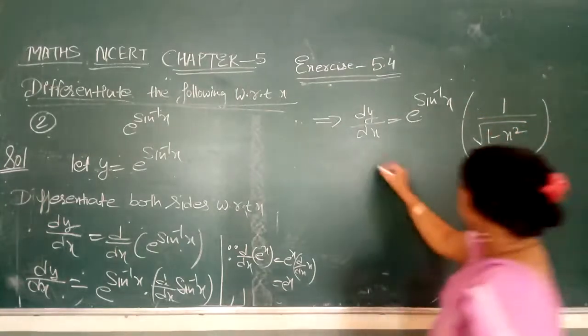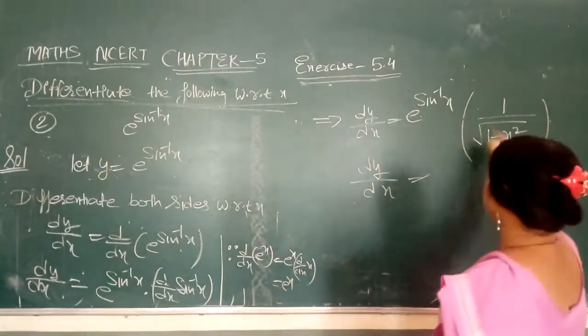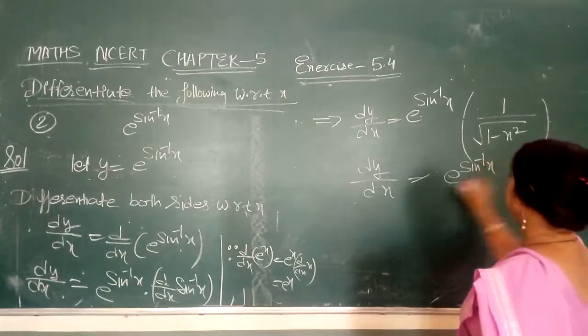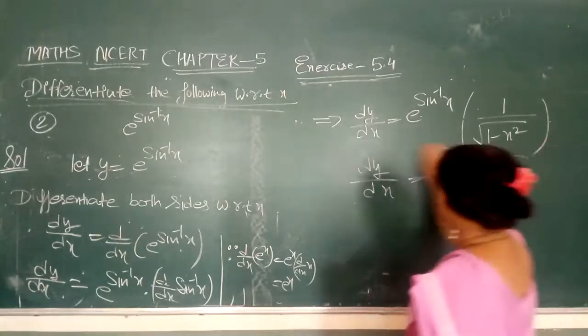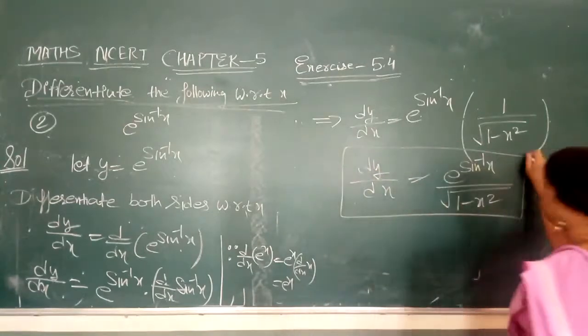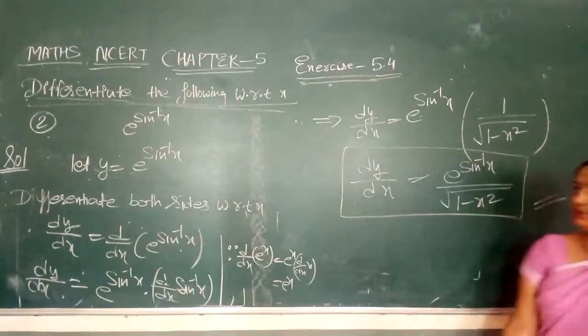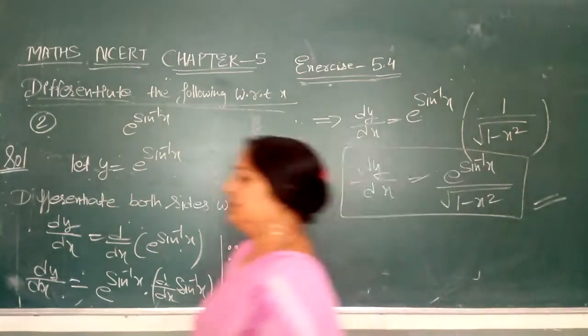Now what is the answer? The answer is dy upon dx. Multiply this term, it will come e raised to power sine inverse x upon root of 1 minus x square. This is the required solution of question number 2. This completes the solution of question number 2. Now we will start question number 3.